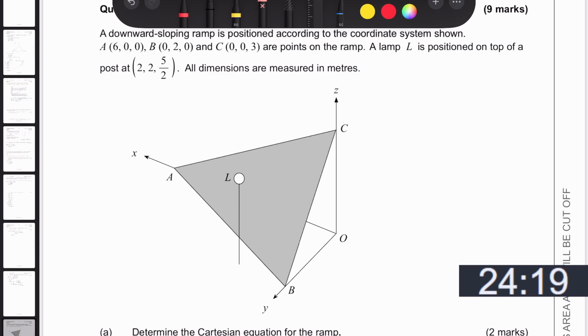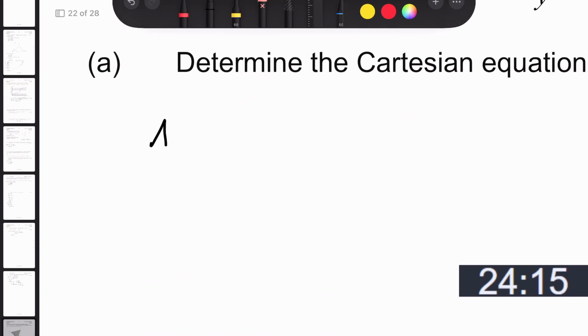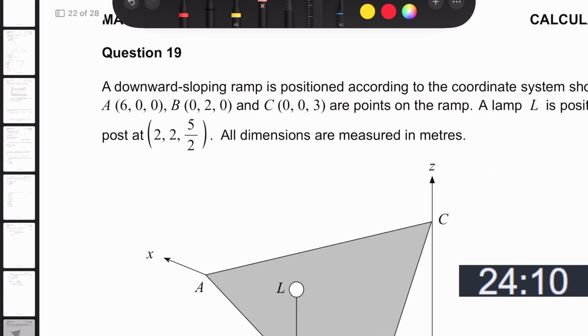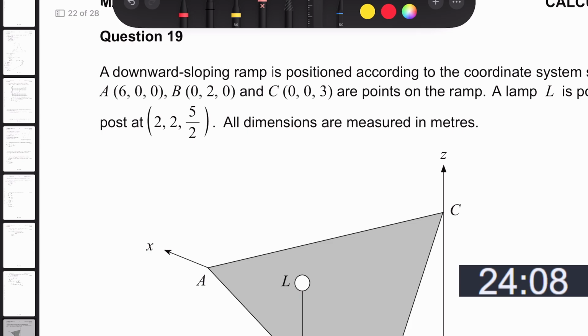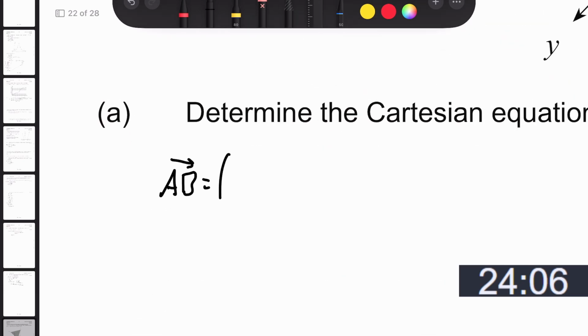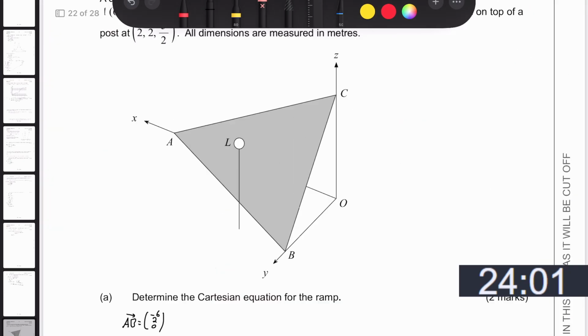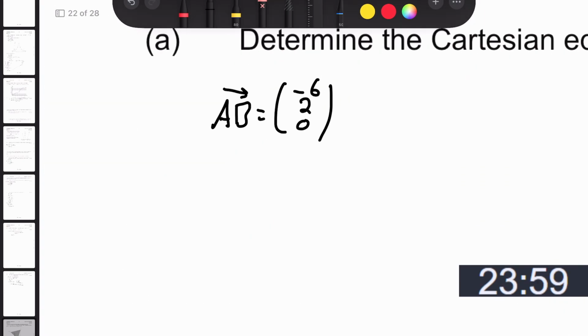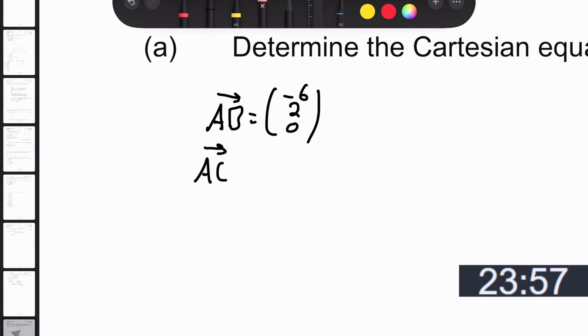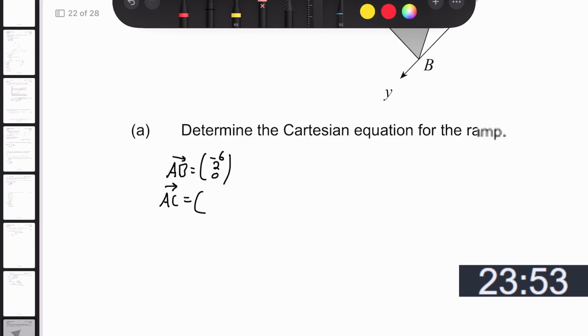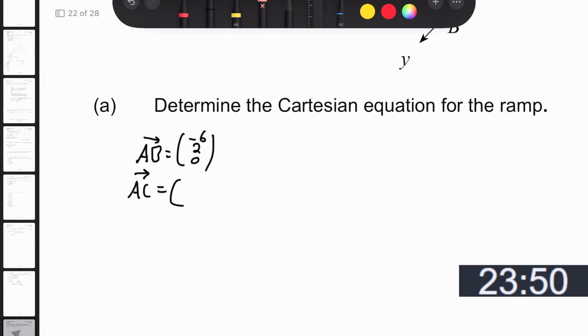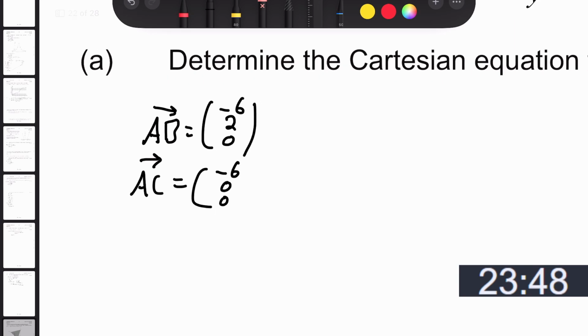So let's say, so it's going to be a plane. So let's just say A to B is equal to negative 6, 2, 0. So A to B means we want to go to B, take away A, so yeah. And then A to C, I can't draw now, equal to negative 6, 0, 3. Wait.